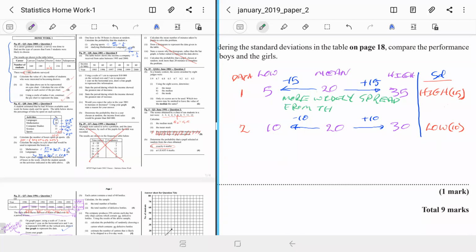These are the keywords you have to use. The data is more widely spread from the mean in data 1. Copy these down and shift them down. Not there.